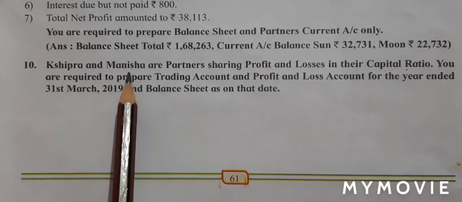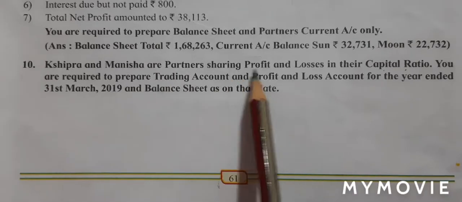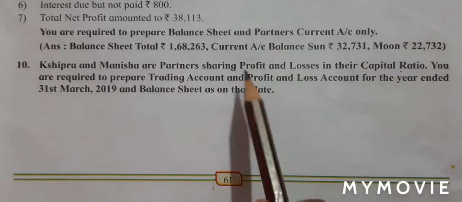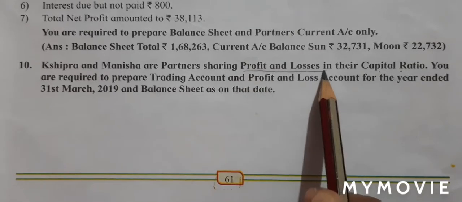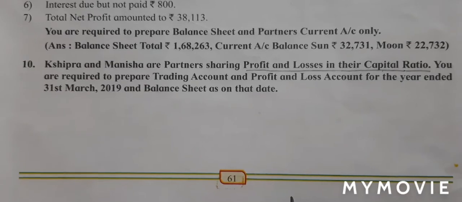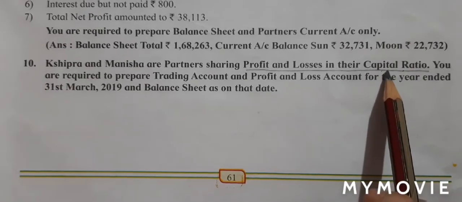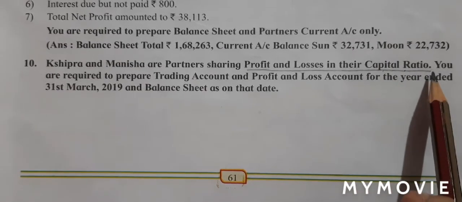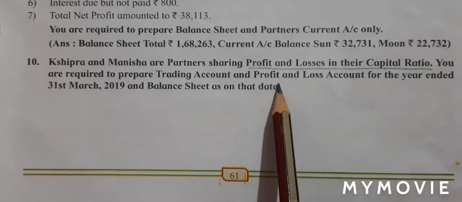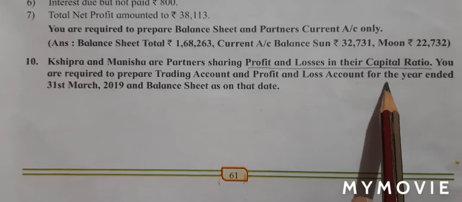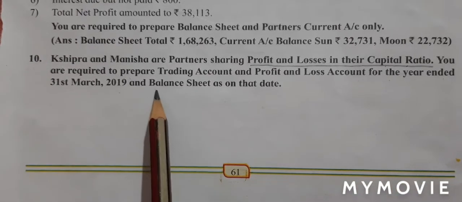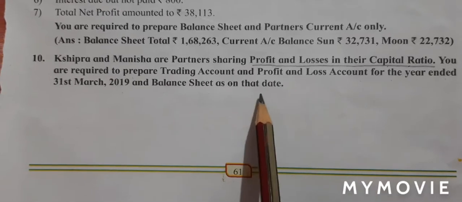Shipra and Manisha are partners sharing profit and losses in their capital ratio. We need to underline this, profit and loss in their capital ratio. At the time of closing our profit and loss account, we will require this. Let's continue reading. You are required to prepare trading account and profit and loss account for the year ended 31st March 2019 and balance sheet as on that date.